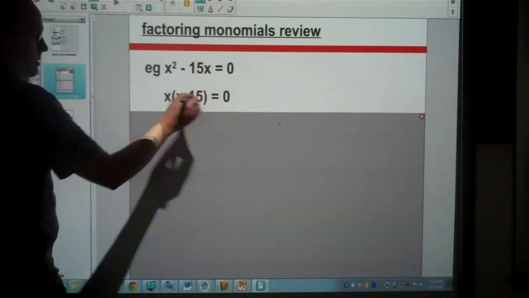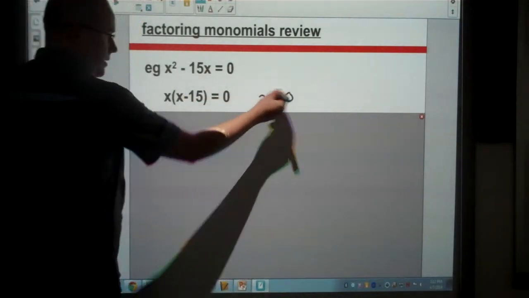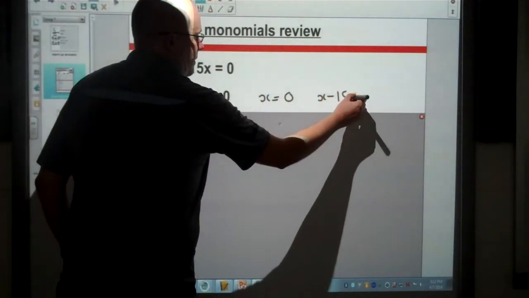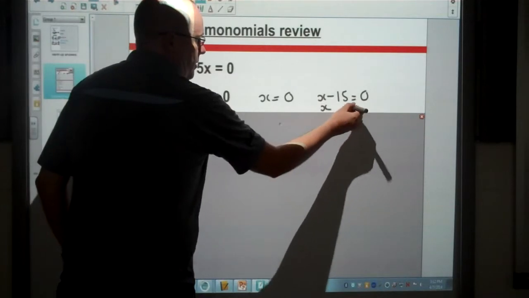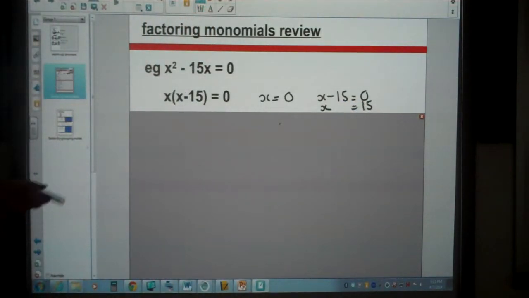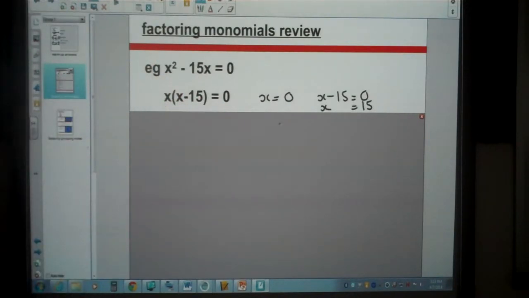Now, when we set them equal to 0, this is something we didn't do with this. When we look at this, when does this equal 0, and when does this equal 0? Now, the first one's already done for us, 0. And when does x minus 15 equal 0? Then we can just add 15 to both sides, and we can get 15. Or if you want the shortcut for this, just look at the sign here and then do the opposite. So negative 15 becomes positive 15.